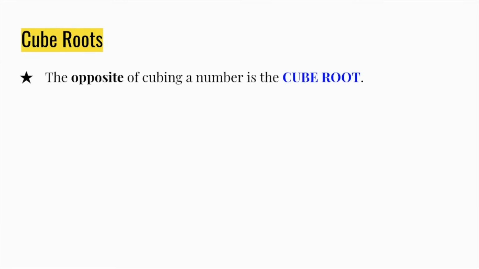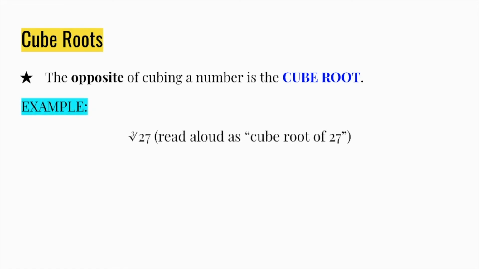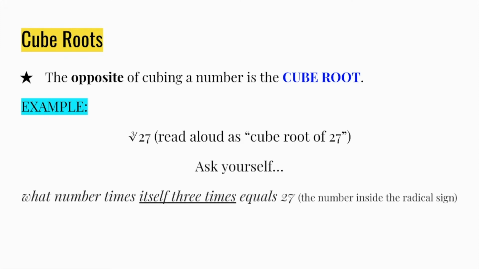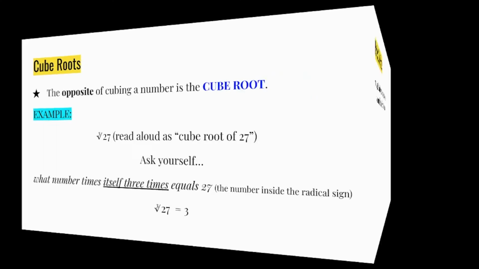All right, so let's look at cube roots. The opposite of cubing a number is called a cube root. It's a very similar symbol as a square root, except you'll notice it has a little 3 with it. So in this example, we read it as the cube root of 27. So you ask yourself, what number times itself 3 times equals 27? And the cube root of 27 is 3.